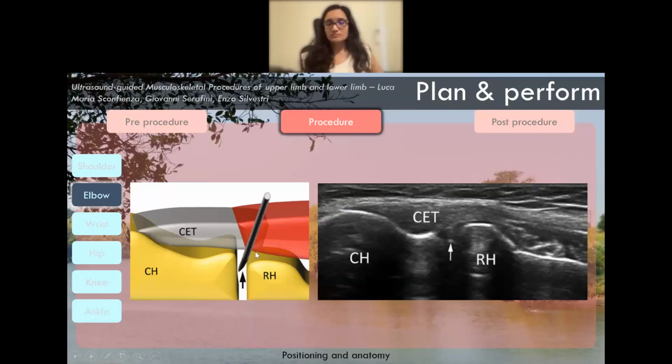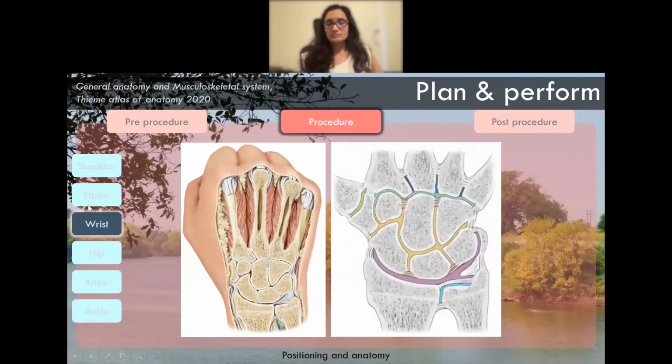This is another view where we are using the out-of-plane or coaxial approach to enter into the radiocapitellar joint space. Here we can see the echogenic needle tip, and this is the common extensor tendon that has been crossed. Okay, that's about the elbow.